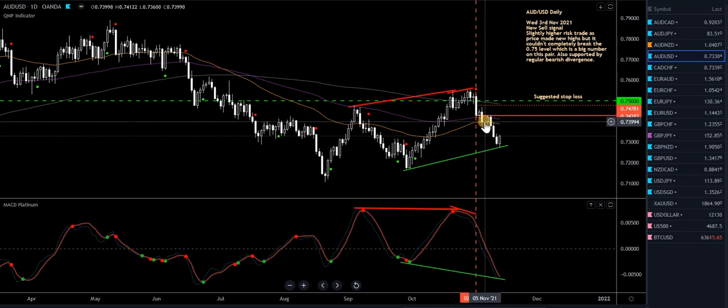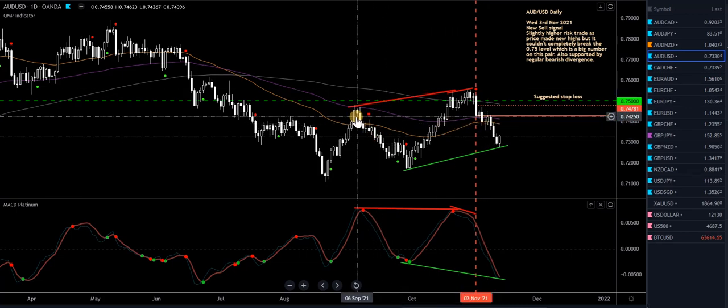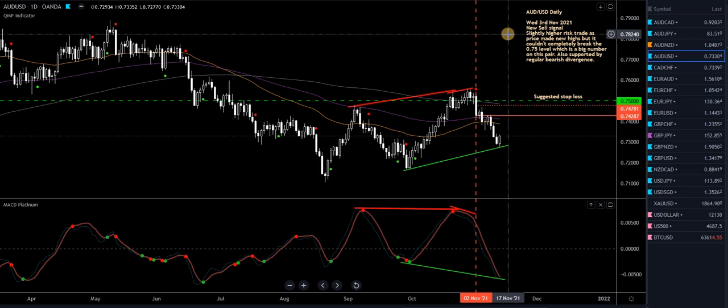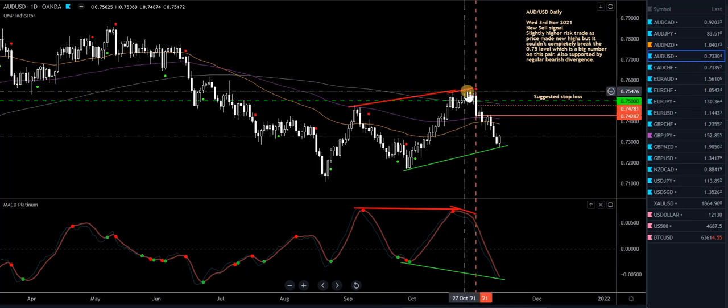Now, it's taken a few days. If you look at it, it's eventually broke. The trend's down. The trend is down. Even though we've got higher highs here, it's a slightly higher risk trade. We've got higher highs on price.